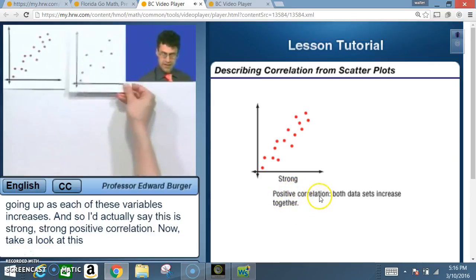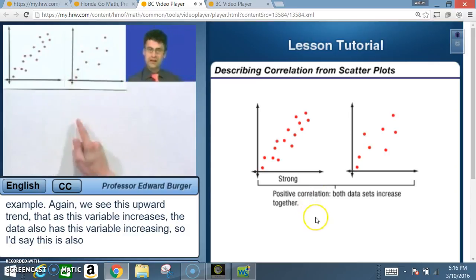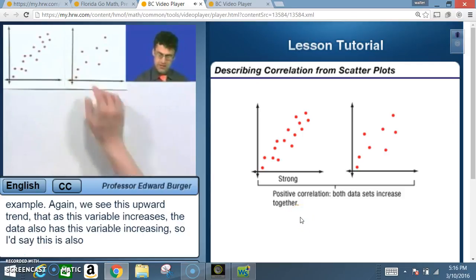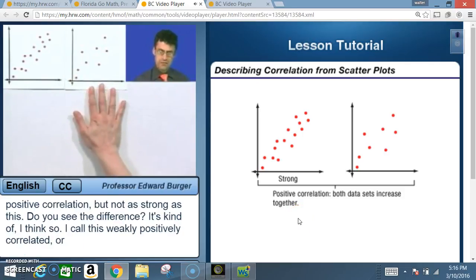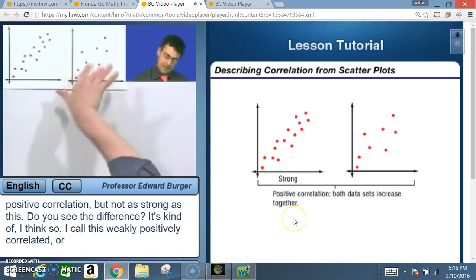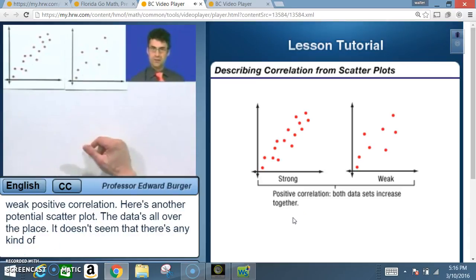Now, take a look at this example. Again, we see this upward trend: as this variable increases, the data also has this variable increasing. So I'd say this is also positive correlation, but not as strong as this. You see the difference? I call this weakly positively correlated, or weak positive correlation.